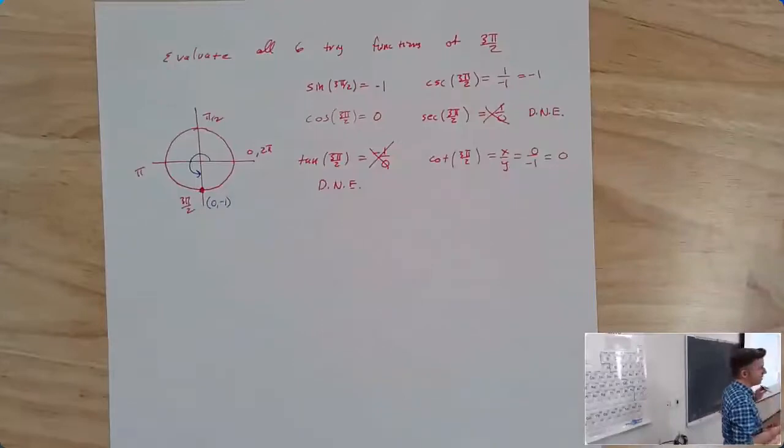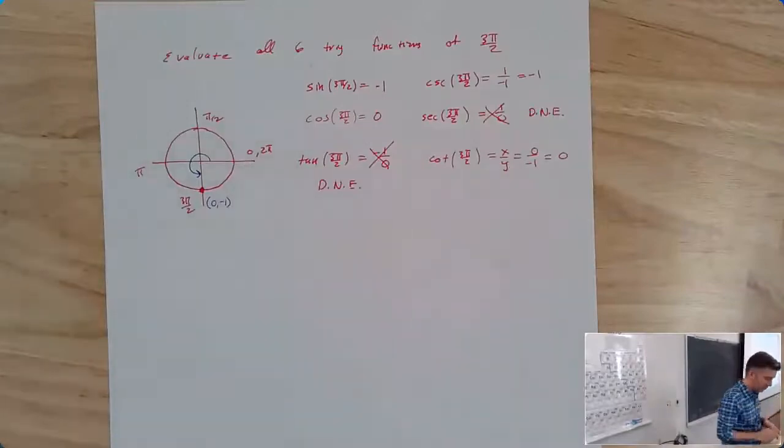So let's do another one, but I want to point out there's always going to be a pattern for these quadrantal angles. Two of them are always going to be 0, typically sine or cosine and either cotangent or tangent. Two of them are always going to be undefined. And two of them are always going to be either +1 or -1.